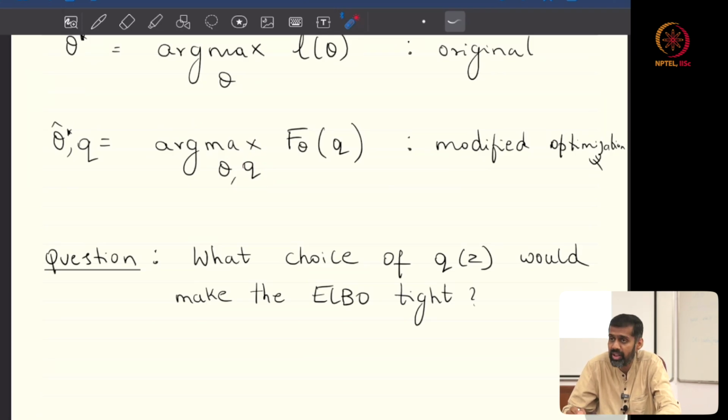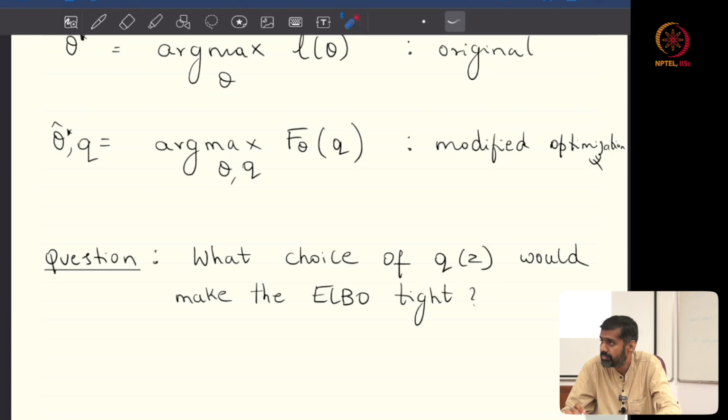What is the maximum value of f theta of Q? It is L theta. The maximum value of f theta of Q is L theta. So what functional form of Q would make f theta of Q equal to L theta is what we will ask.